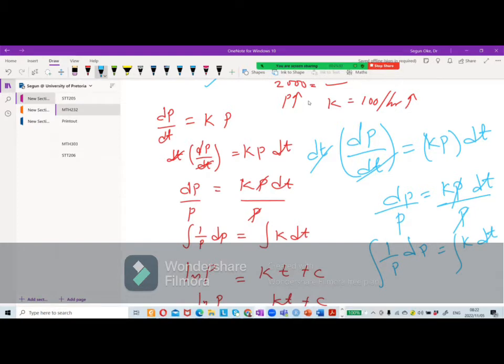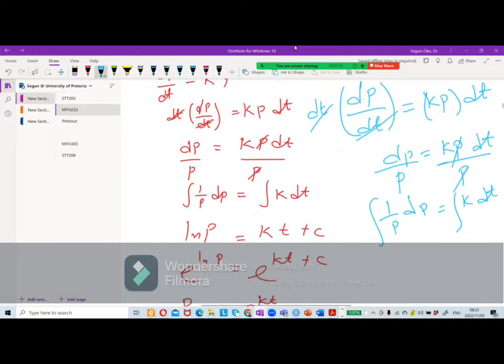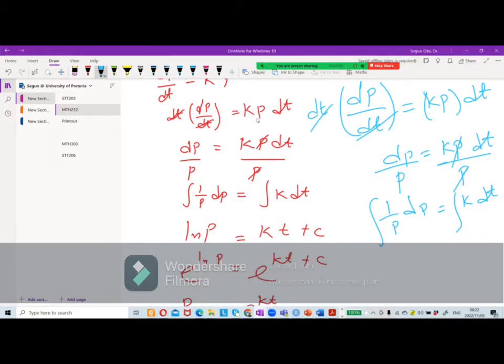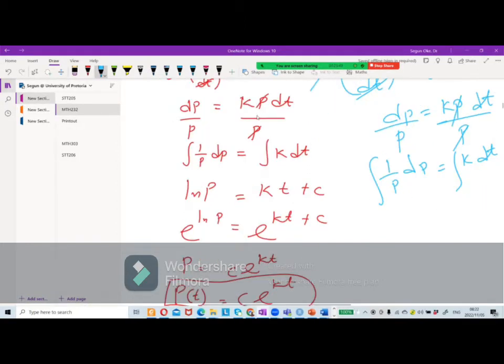Because it is only integration that can cancel differentiation. Have that one at the back of your mind: integration cancels differentiation. So if I know integration cancels differentiation, I don't need to struggle.